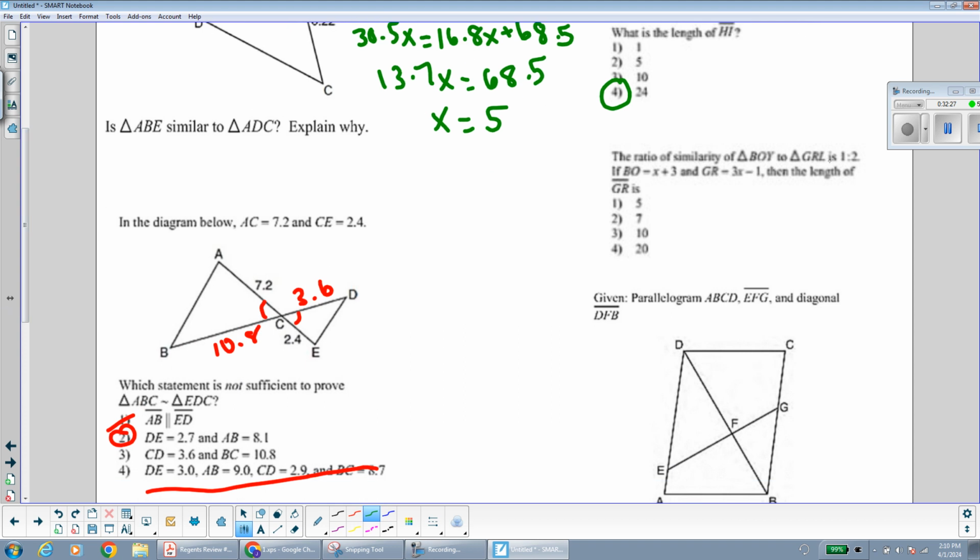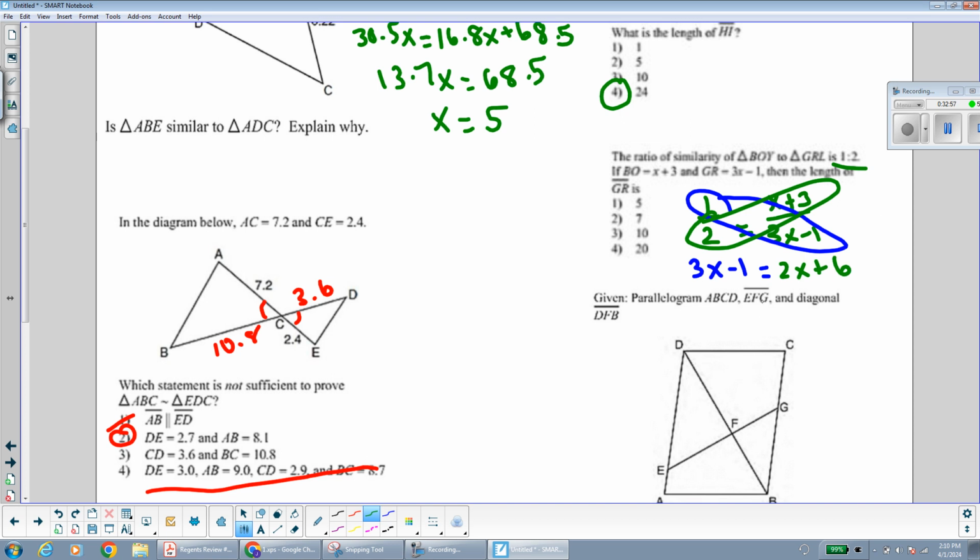Okay. Over here, the ratio of similarity is 1 to 2. BOY is at the top, so I'm going to put x plus 3 at the top. And then GR is from the second one, so I'm going to put 3x minus 1. So that's 3x minus 1 equals 2x plus 6. Subtract 2x, add 1. X is equal to 7. And then we need to plug in to find what we're looking for. 7, 14, 21 minus 1 is 20.